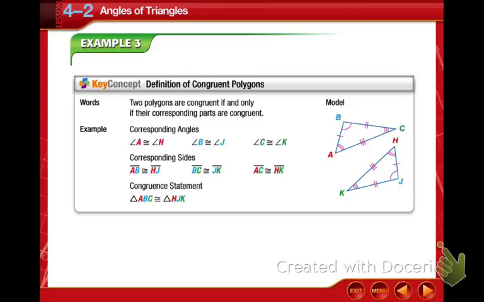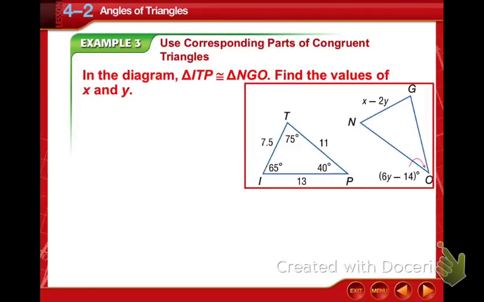Alright, so the definition of congruent polygons: two polygons are congruent if and only if their corresponding parts are congruent. So in the figure here, we need to find the values of x and y. We know they are congruent, it tells us they are, and that means their corresponding parts are the same. So if TI there is 7.5 and TI matches up with GN, then x minus 2y is equal to 7.5.